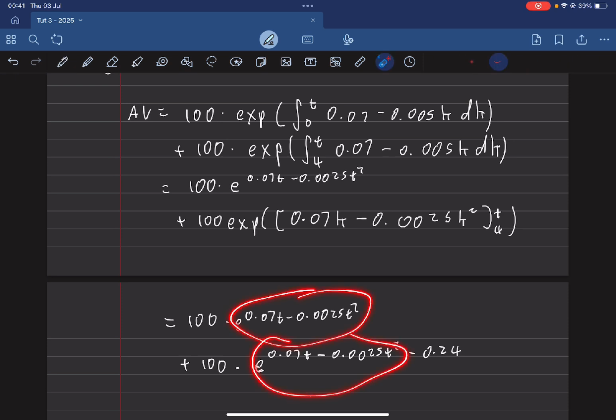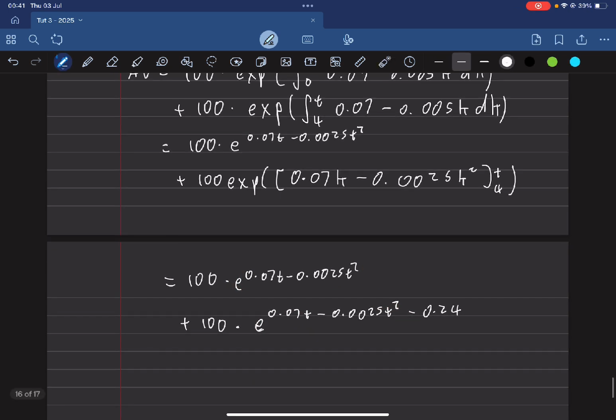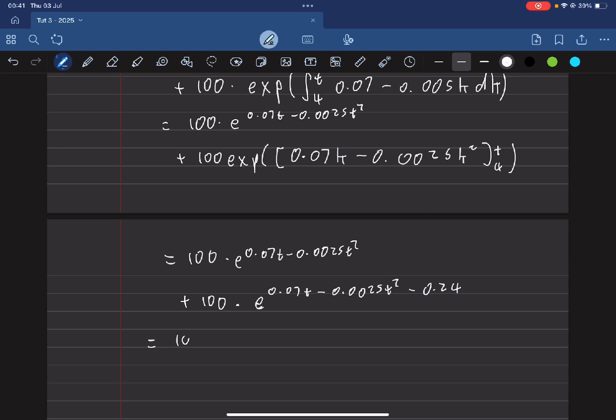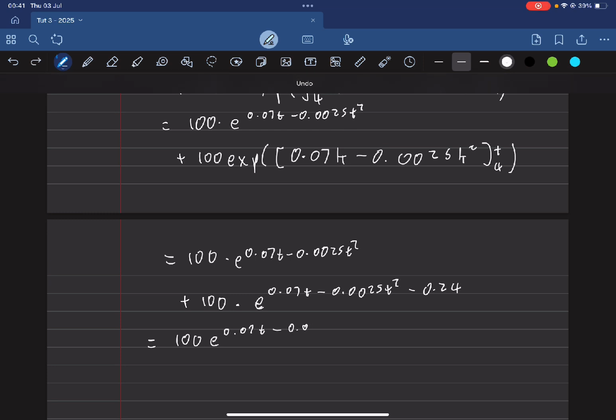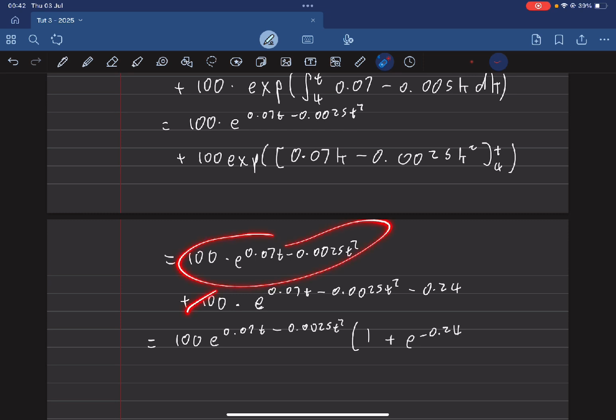look the same, right? So we can basically factor that, and 100 is also the same, so we can factor the 100. So we can factor 100 e to the 0.07t minus 0.0025 t squared, and we're going to be left with 1 plus e to the negative 0.24. So basically just factored like that and that. Cool.